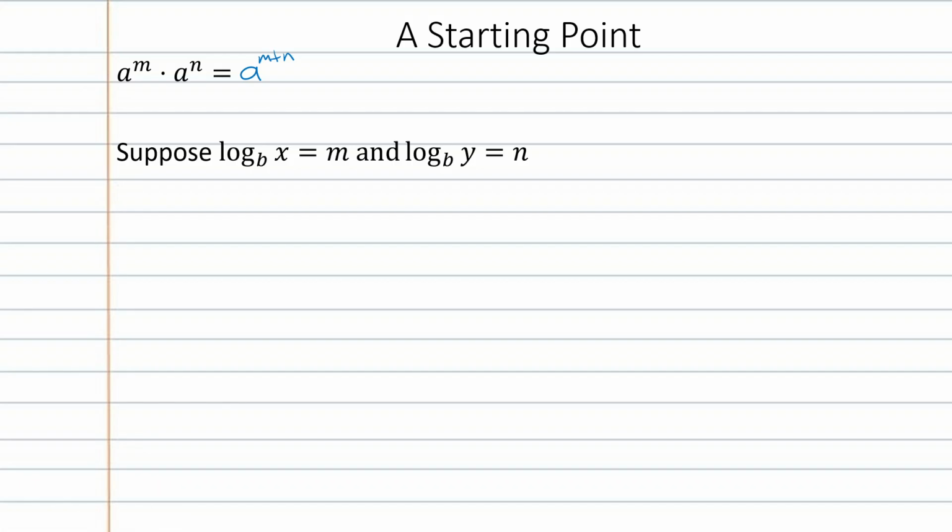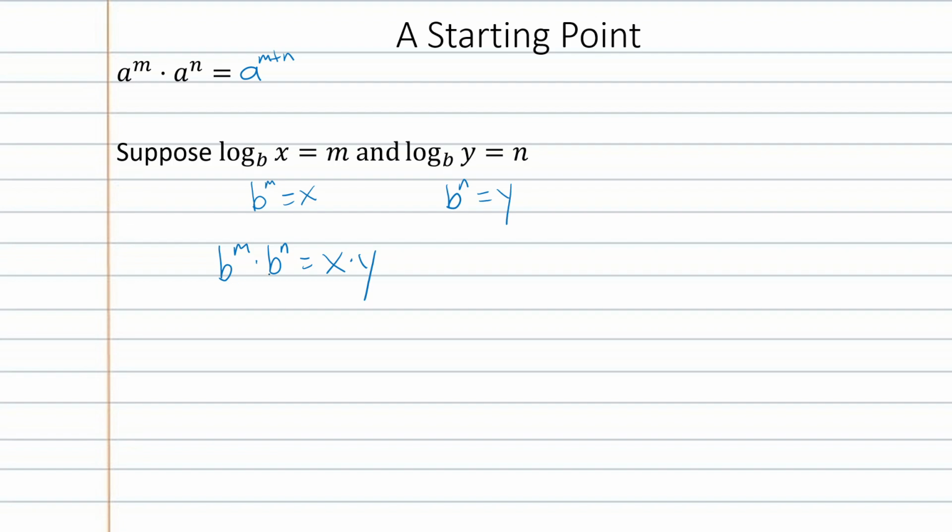Well, let's look at the following two situations where we have the log base b of x equals m and the log base b of y equals n. If I were to convert both of these to exponentials, the first one would look like b to the m equals x. The second one would look like b to the n equals y. Now what would happen if I multiplied b to the m times b to the n? That'd be the same thing as multiplying x times y.